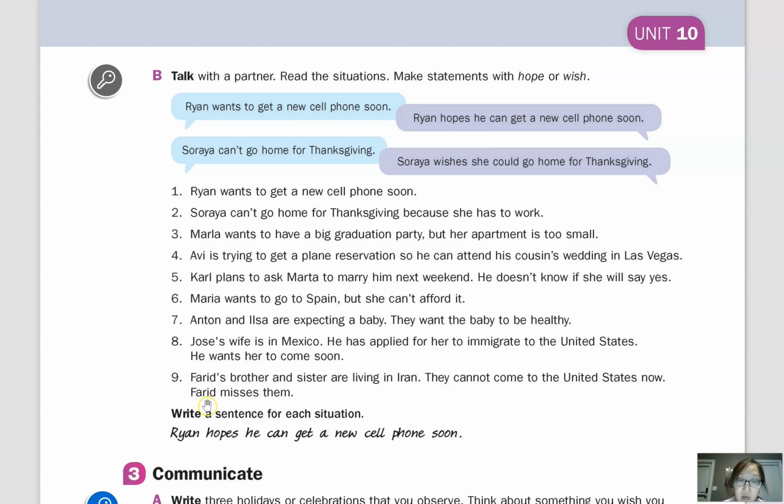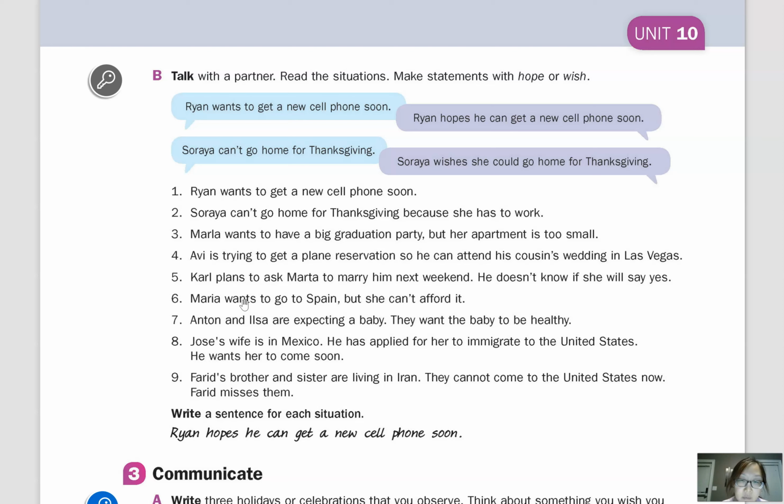Okay, and then number 9. Farid's brother and sister are living in Iran. They cannot come to the United States now. Farid misses them. Okay, so, of course, since they cannot come right now, this is not possible. So we can say Farid wishes his brother and sister could come to the United States. Okay, now let me make a comment about could and would.